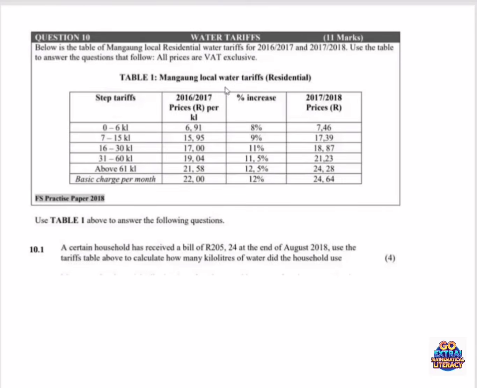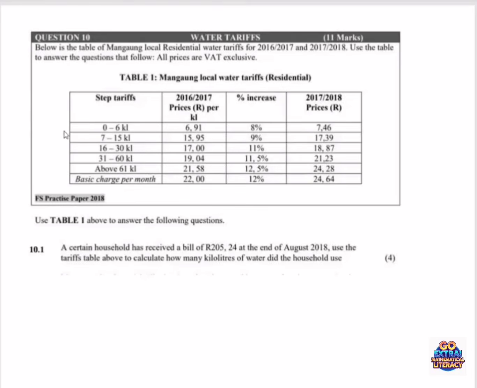For 2016 and 2017, these are the prices found here. Then they increase by these percentages on each block for the 2017 and 2018 prices that we find here. Here we have the blocks: block 1, block 2, block 3, block 4, and the last block, block number 5. And we are also given the basic charge per month. So this is what we are given on this question.